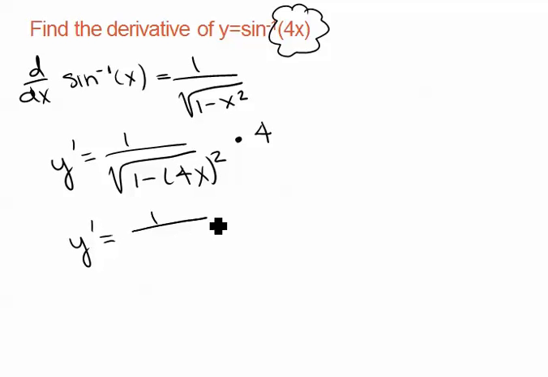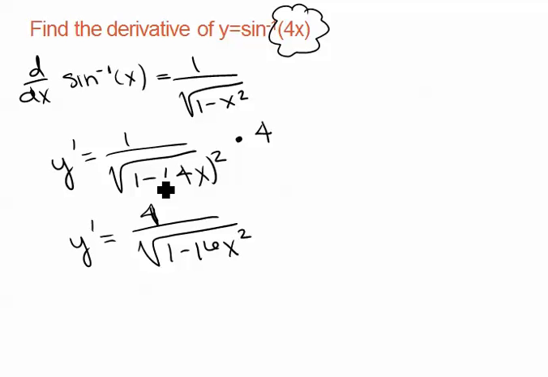I'm just going to square that 4x. So I'm going to write that as 1 minus 16x squared times 4. I could put that 4 on the top. So my answer would be 4 over the square root of 1 minus 16x squared.